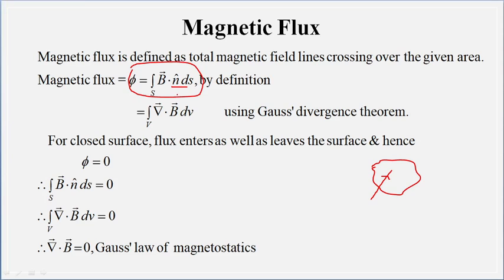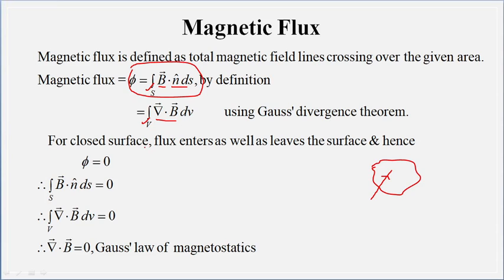Then we use Gauss's divergence theorem. In Gauss's divergence theorem, the surface integral becomes a volume integral. If you want a volume integral from a surface integral, use Gauss's divergence theorem. And the function B becomes the divergence of the function, so B becomes del dot B. Since the surface integral has ds, the volume integral has dv. Okay, so that is Gauss's law.